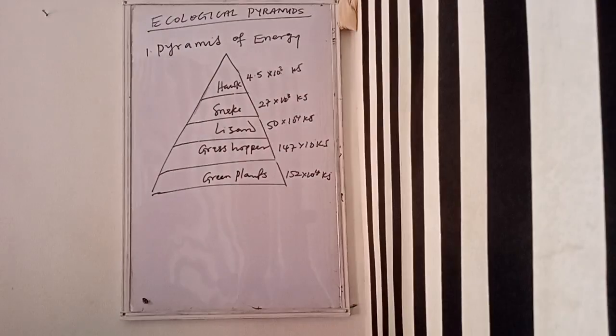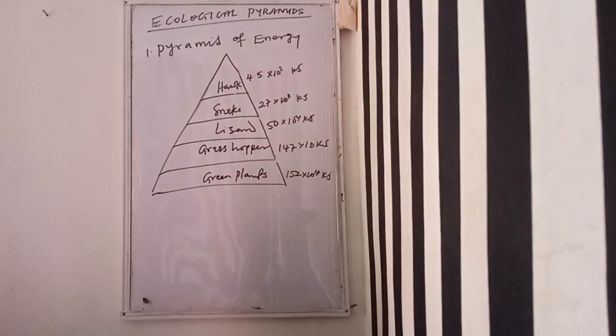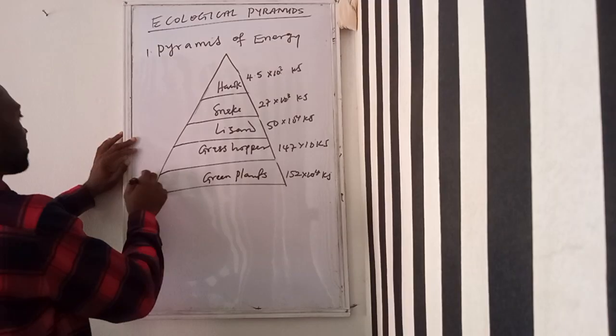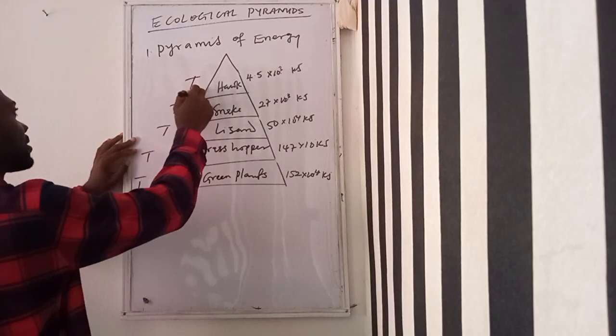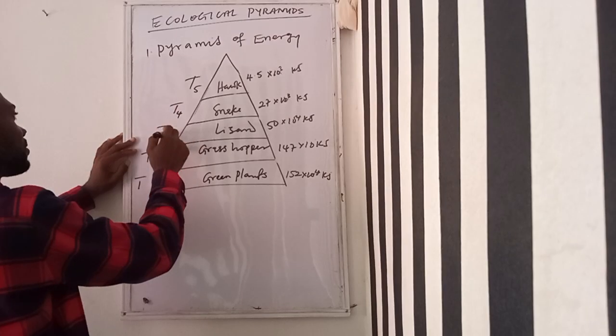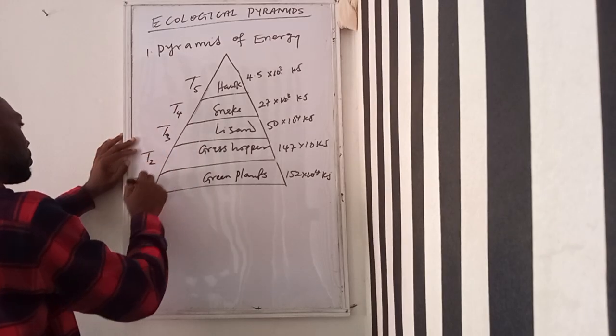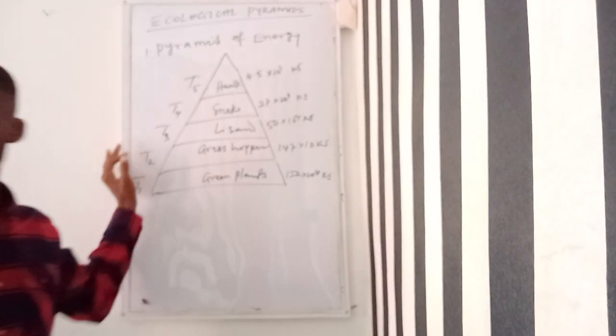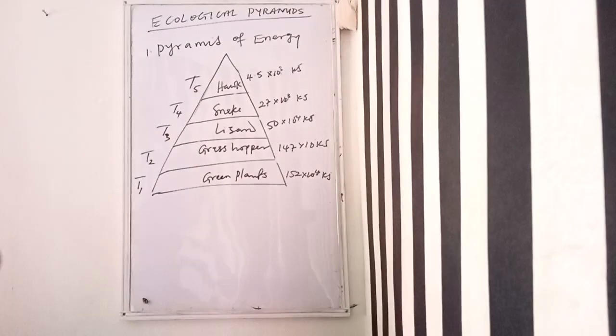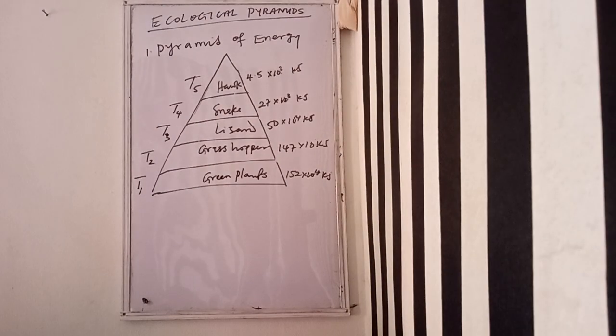So this explains the pyramid of energy. Like I said, this is trophic level 5, this is 4, this is 3, this is 2, this is 1. So let's now look at the second one, which is pyramid of biomass.